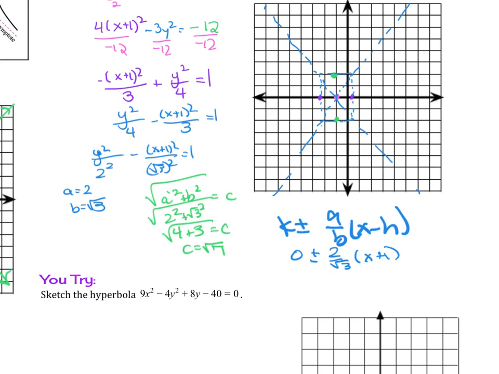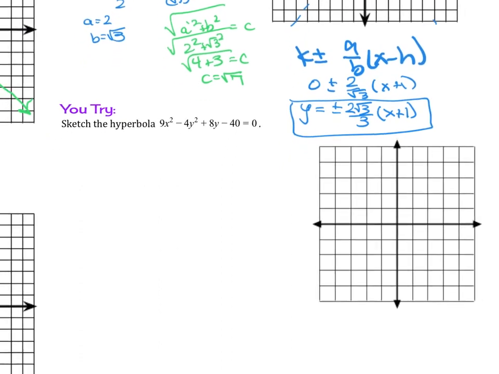So let's continue to simplify this. So the asymptote would be at y equals plus or minus 2 root 3 over 3 times (x plus 1). So just leave it in that form. You don't have to distribute or anything else. Just leave it as that is. Try out the next example.